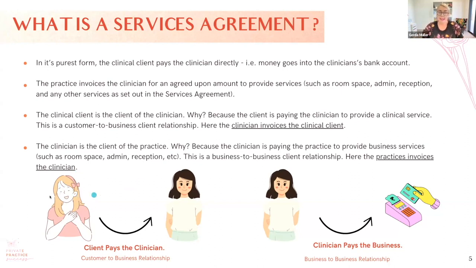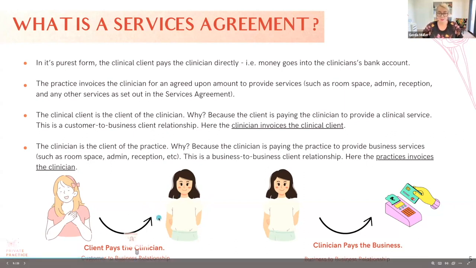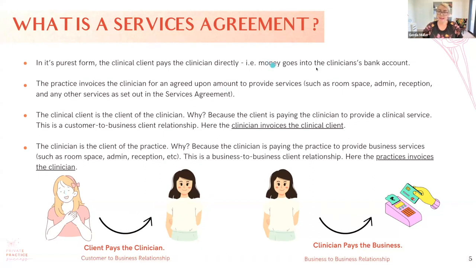So in this scenario, the clinical client is the client of the clinician, okay? Why? Because the client is paying the clinician to provide a clinical service. So there is now a customer to business relationship here. And the clinician invoices the clinical client. Therefore, the money goes into the clinician's bank account.